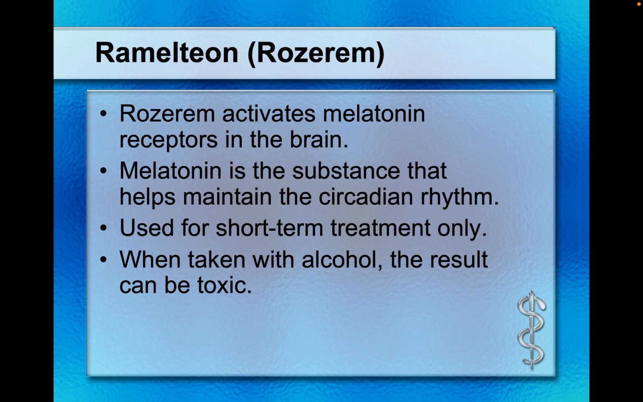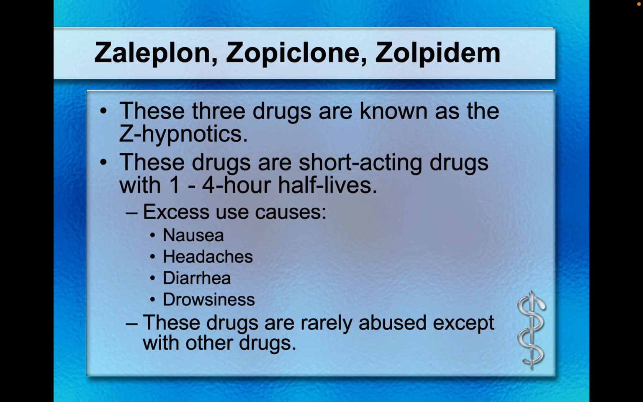Rozerem activates melatonin receptors in the brain. Melatonin is a substance that helps maintain the circadian rhythm. It's used for short-term treatment only, so it would be used for jet lag. When taken with alcohol, the result can be toxic. So you can use it for jet lag, but don't take it with champagne. You may kill yourself.